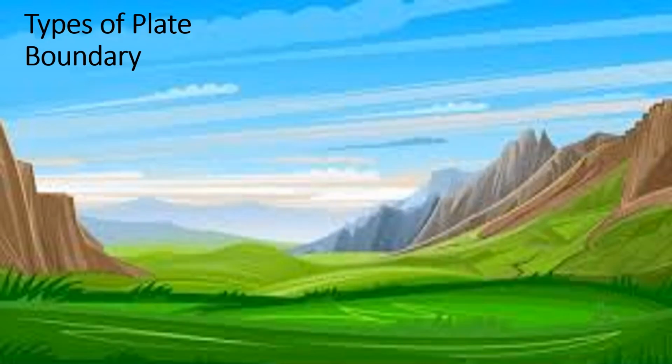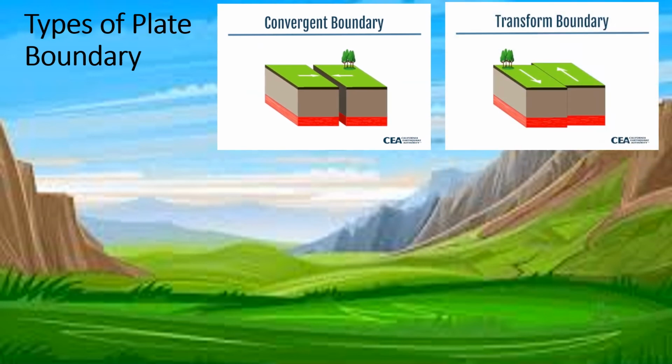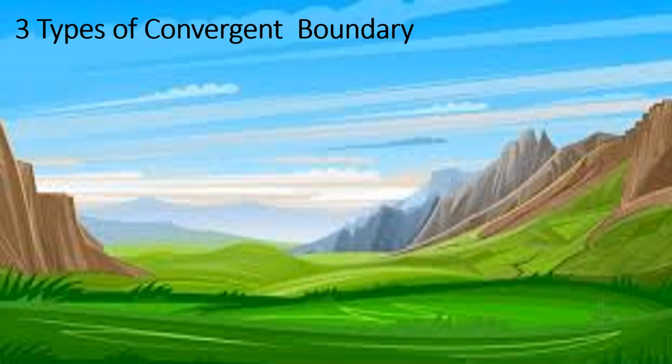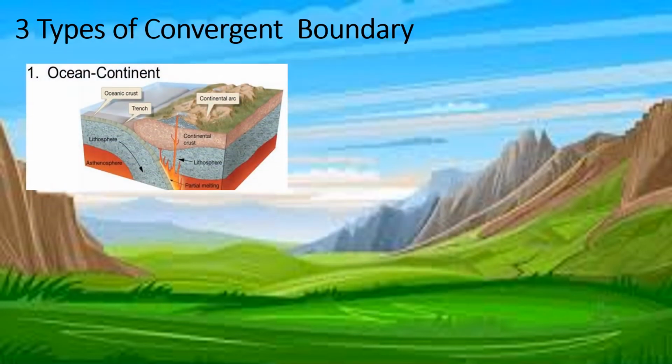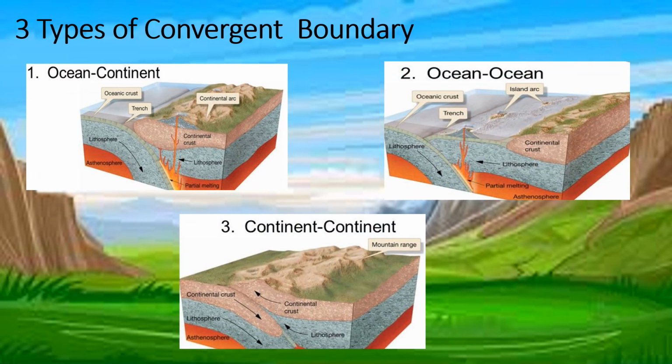Again, here are the types of the plate boundary: convergent boundary, transform boundary, and divergent boundary. And the three types of convergent boundaries are ocean-continent, ocean-ocean, and continent-continent.